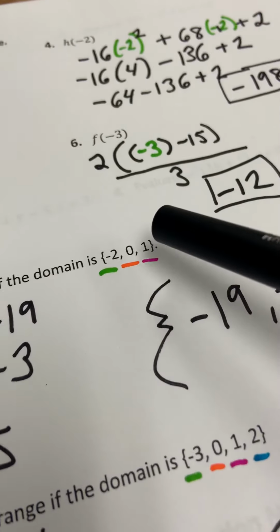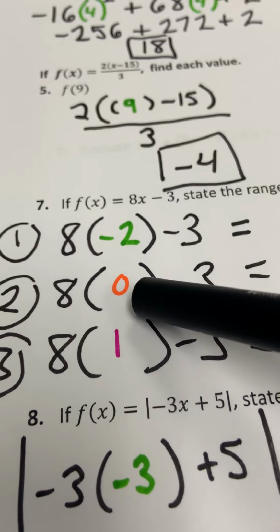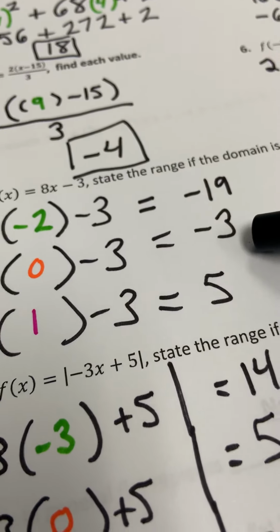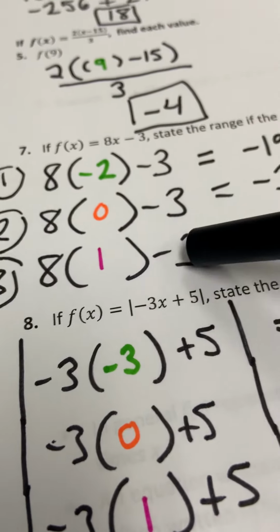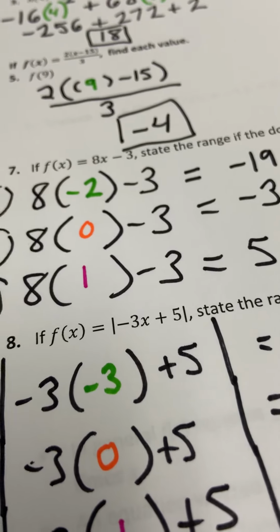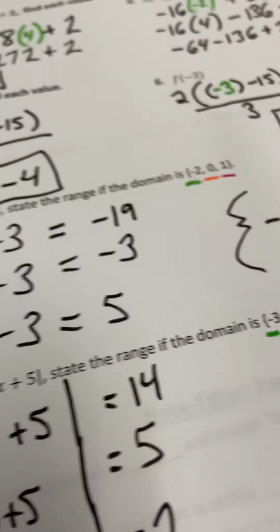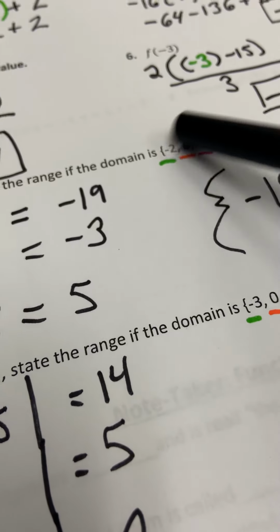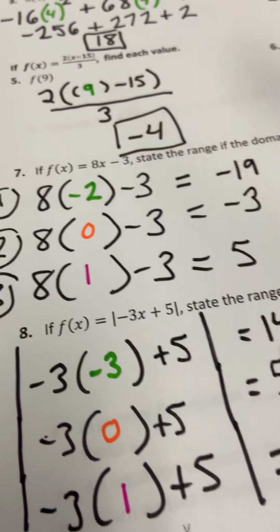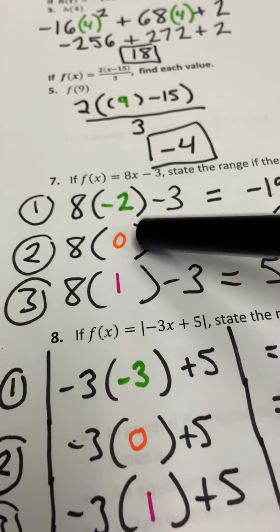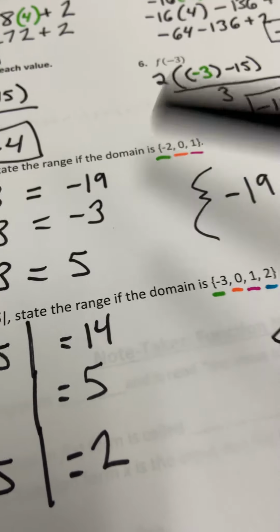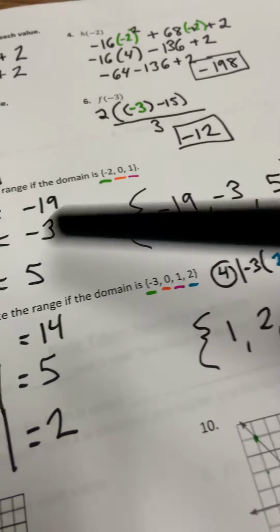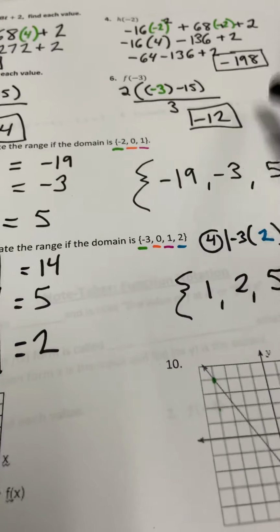And then I have a 0, so I'm going to come over here. 8 times 0 minus 3 gives me a negative 3. And then I have a 1. So 8 times 1 minus 3 equals 5. So all you do, you use this equation and you plug in however many x values you have. So I have 3 different answers. Now remember, when we write range and domain, we do them in order from least to greatest. So negative 19 is the smallest, then it's negative 3, then it's 5, and that's my answer.